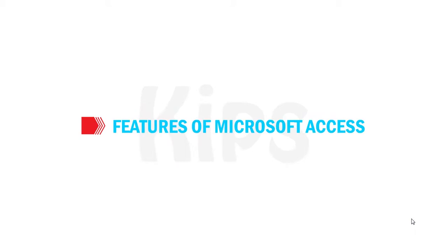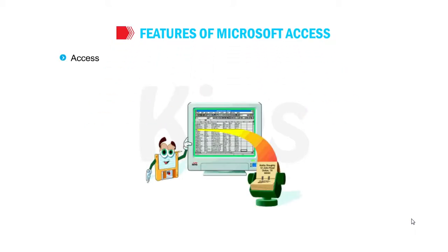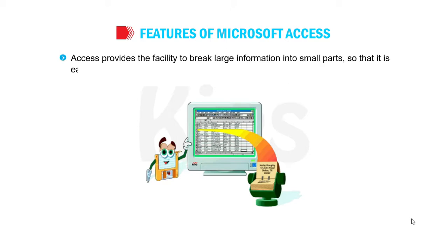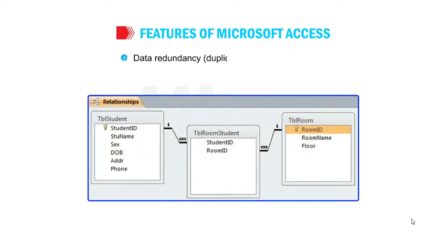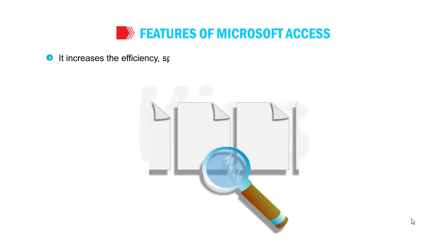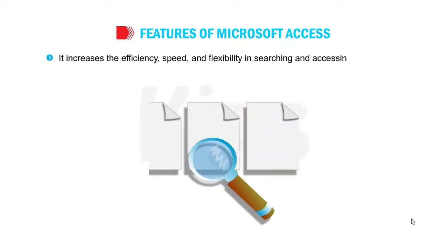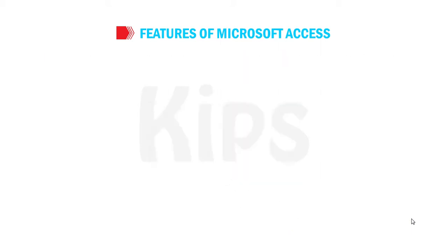Let us understand features of MS Access. Access provides a facility to break large information into small parts so that it is easy to access the information. Data redundancy, duplication of data, is reduced. It increases the efficiency, speed and flexibility in searching and accessing information.